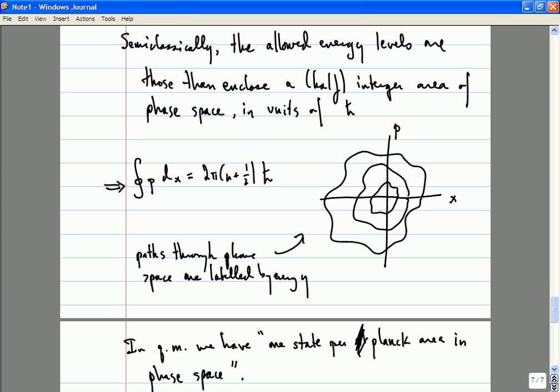I should make one comment here, which is a comment about dimensional analysis. So phase space is the XP plane, which means that areas in phase space have dimensions of x times p. And so in order to measure their areas, we have to measure them in some units of some quantity that has dimensions of length times momentum. And h bar can be regarded as the fundamental unit of area in phase space.